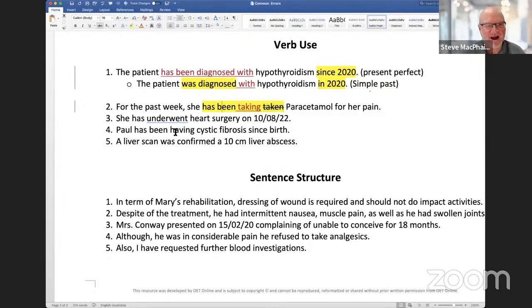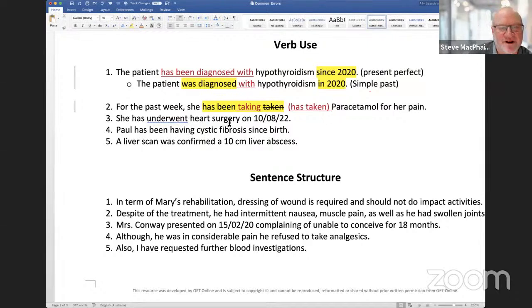Right? It's a regular action. For the past week, she has been taking. You could say she has taken, still present perfect, that would work. But the progressive form is a little bit better because it indicates that repeated action there. All right, next one, number 3.